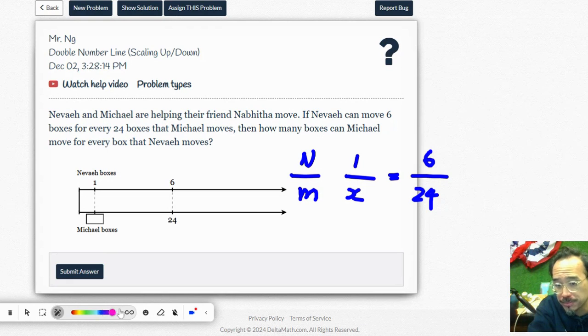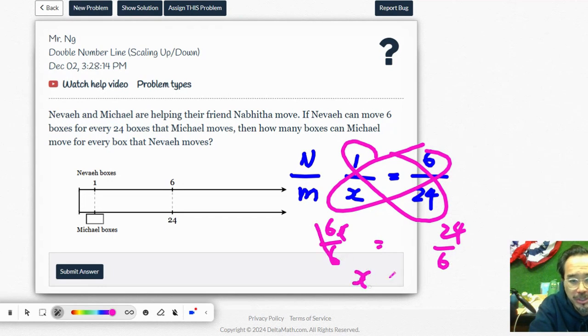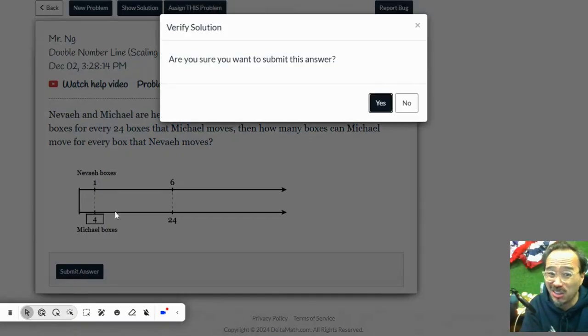So you can solve it, right? So you could do 1 times 24, and then 6 times x, right? So meaning you divide it by 6, and what do you get? Yeah, 4, same answer, right? So you put the 4 there, right? So let me put that in there. And then I'll submit. All right, the quiz is gonna look like this too, okay?